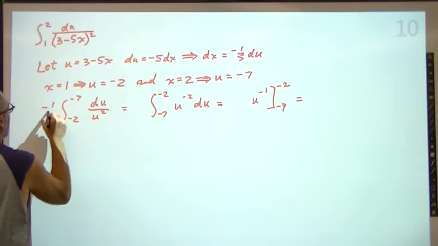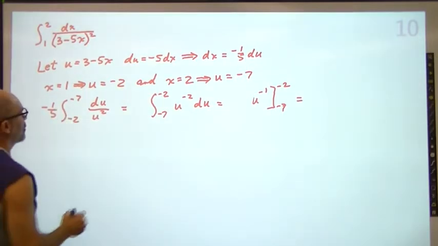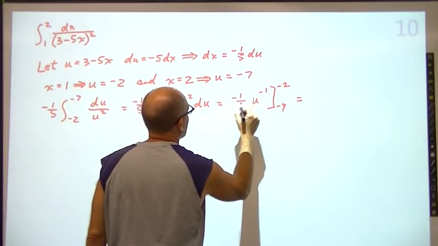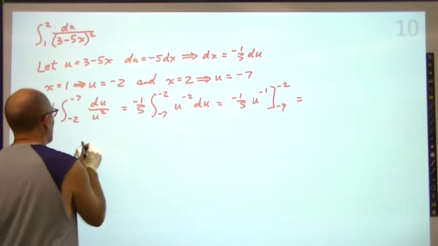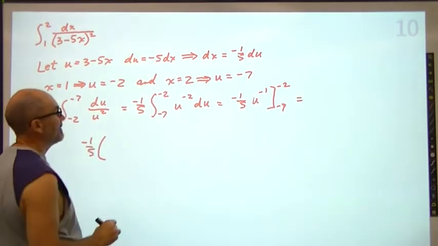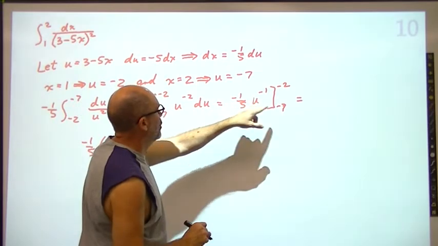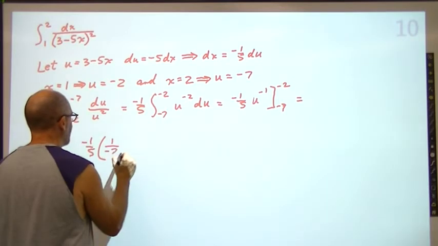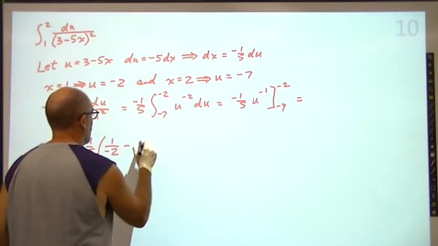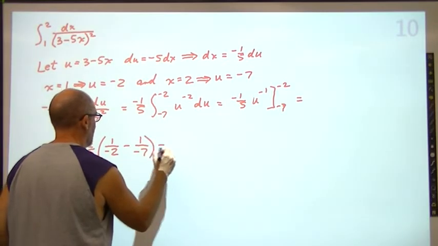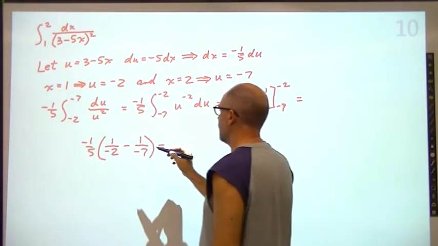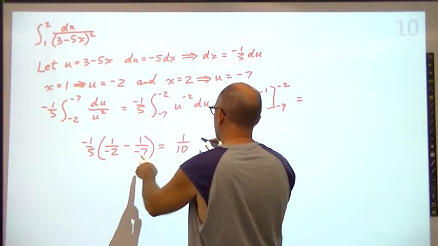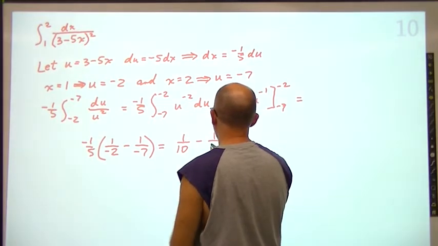-1/5 is what goes outside my integral. So that makes this a -1/5 here, and this is a -1/5 there. All right, so now I'm going to go -1/5 times the quantity. So u to the -1, I'm putting my -2 in there, so it's 1 over -2 minus 1 over -7. All right, so this is going to be 1/10 minus 1 over 35.